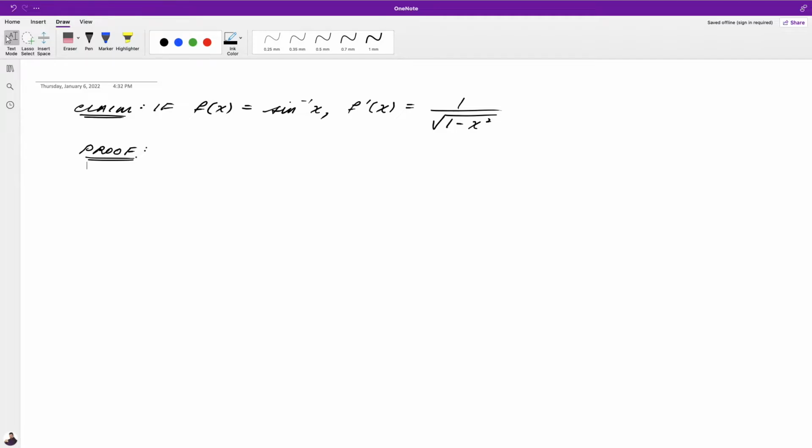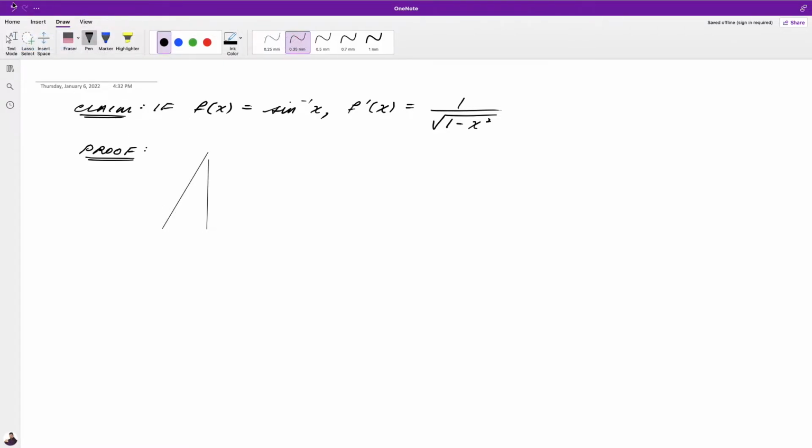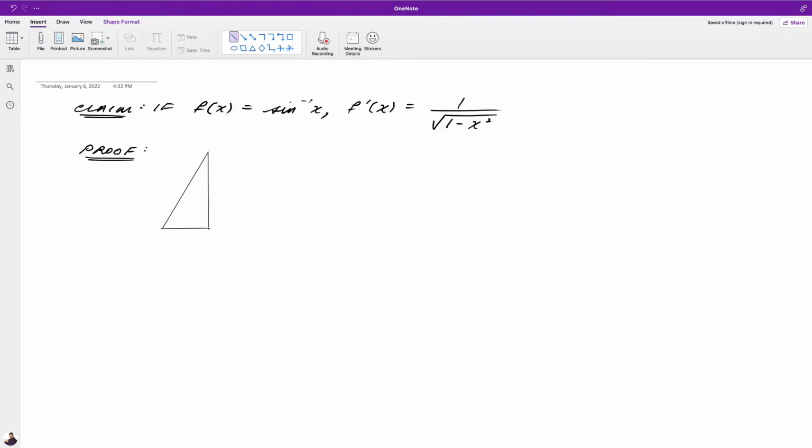Okay, good. So now I think I'm going to sketch a triangle, and we're going to take advantage of the Pythagorean theorem and also implicit differentiation. And we do have a proof available for the derivative of sine of x, so if you want to reference that, you can.